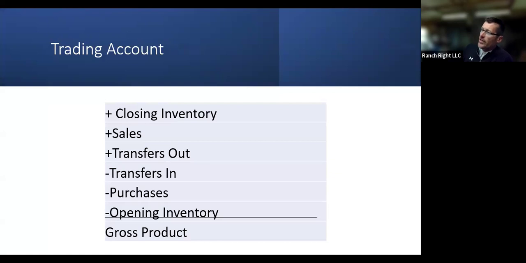The equation for the trading account to get the gross product is pretty simple. We start by adding our closing inventory, our sales, and our transfers out, and we subtract our transfers in, our purchases, and our opening inventory. The summation of all those pluses and negatives results in the gross product.